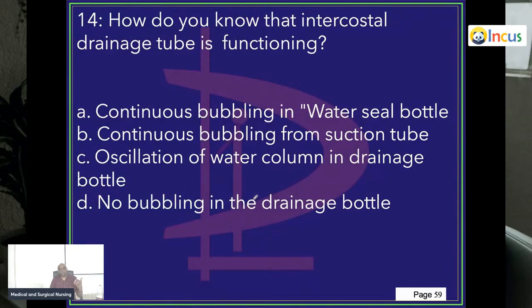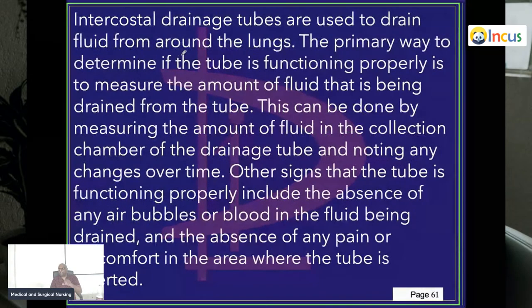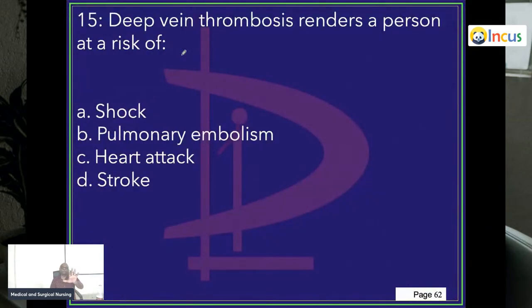How do you know that the intercostal drainage tube is properly functioning? Whenever there is an oscillation of the water column in the drainage bottle, that means it is working properly.